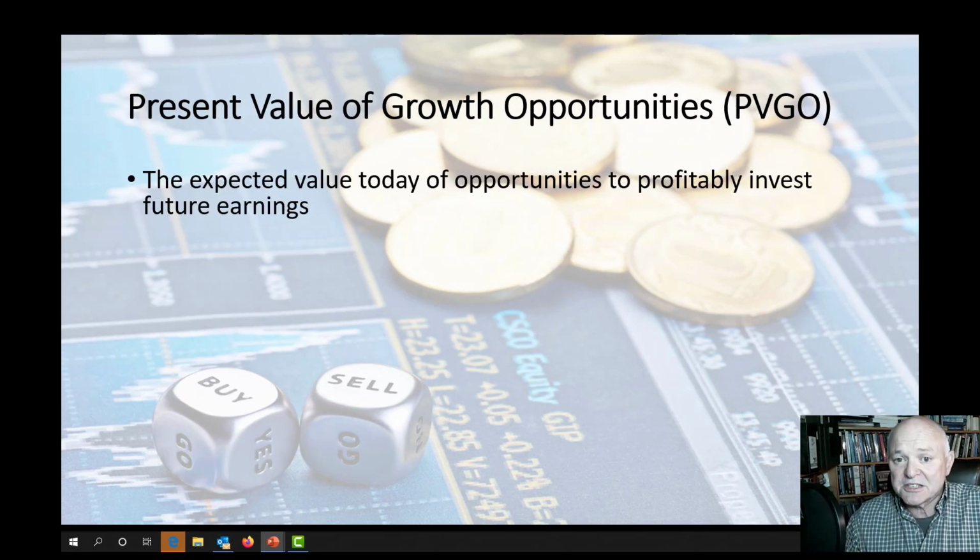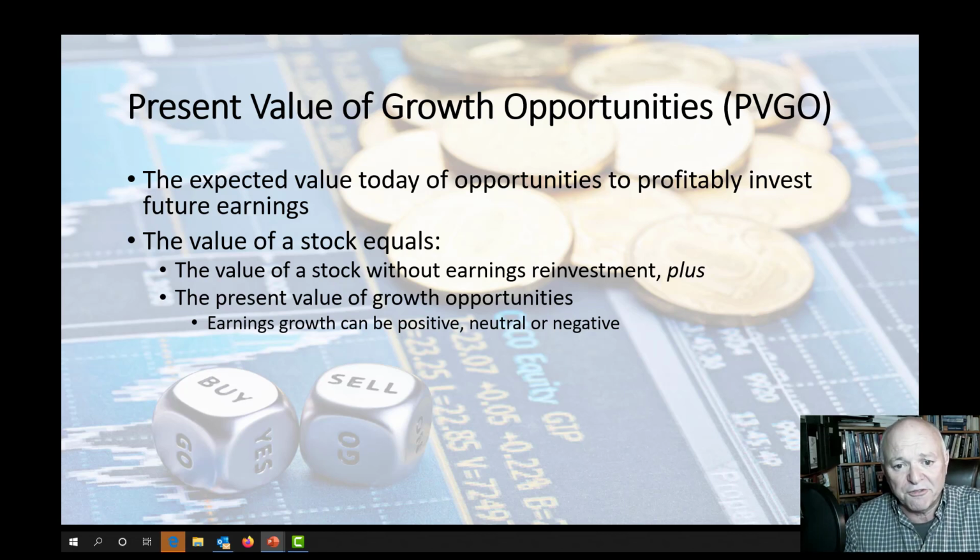Another term that we use quite often is the value of the growth opportunities, or the present value of the growth opportunities, PVGO. And that's the expected value today of opportunities to invest in or put money into investments that are going to create future earnings. So essentially, share prices are going to equal the value of the stock without earnings reinvestment, where we pay out all the earnings, plus the present value of growth opportunities. And typically they're positive, but they could also be neutral or negative.